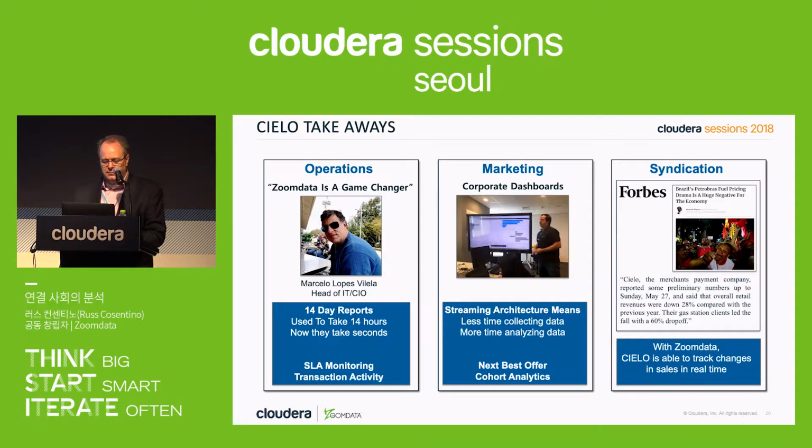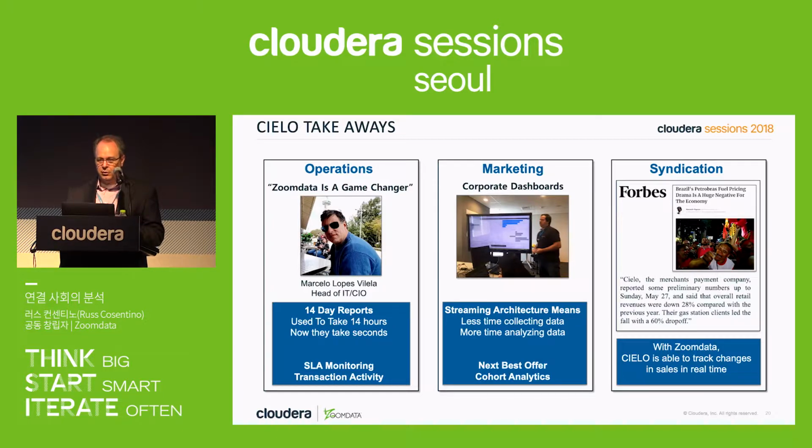So for Cielo, this is the head of IT and CIO, Marcelo. For him, a modern BI tool is a game changer for his organization. This is really cool. These are some of the cool stats. They used to have a 14-day report that would take 14 hours. They had a 5-year report that took 30 days to run. All these reports now run in a matter of seconds or minutes at best.